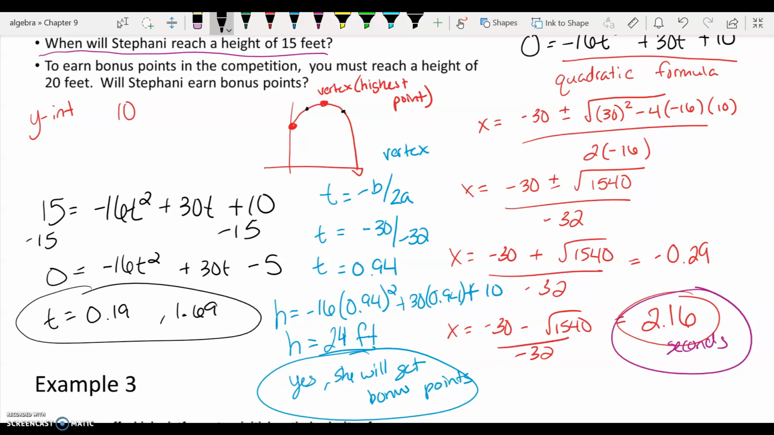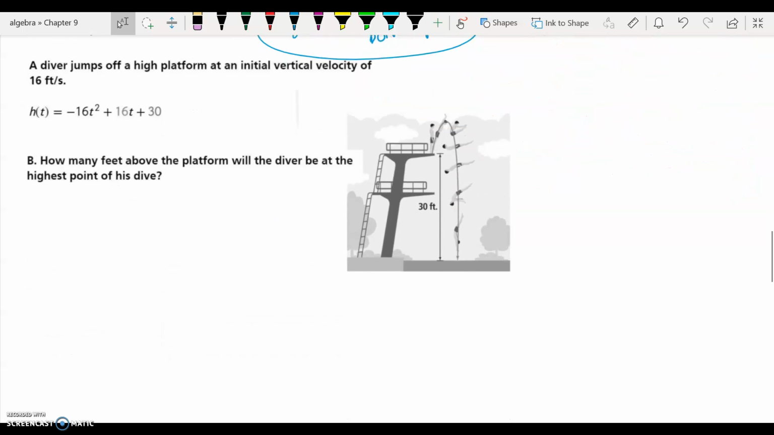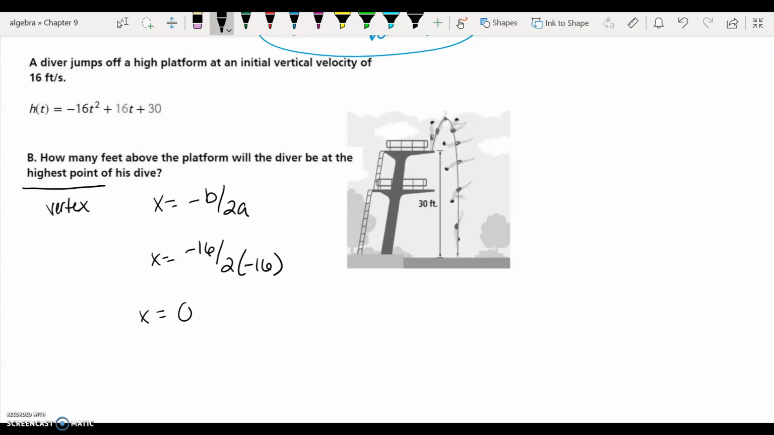All right, so example 3, this is a diver jumps off a high platform at an initial velocity of 16 feet per second. They give us an equation. How many feet above the platform will the diver be at the highest point of his dive? Well, highest point usually means vertex. So negative b over 2a, so I'm going to plug it in. You end up getting 1/2.